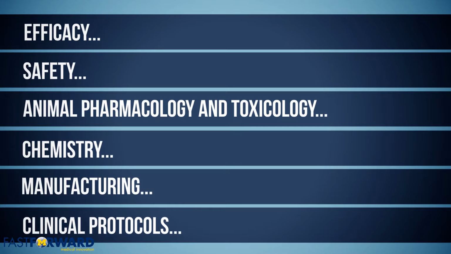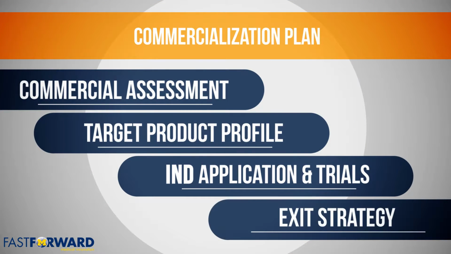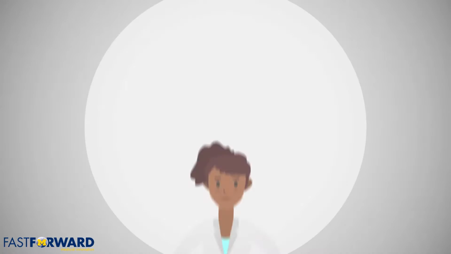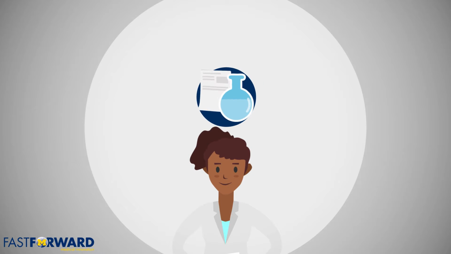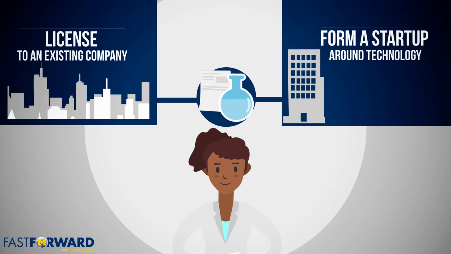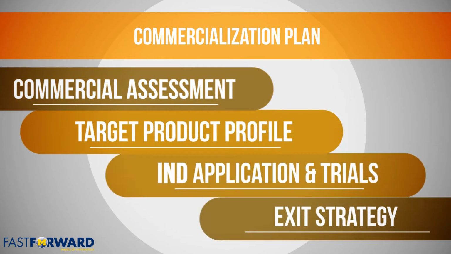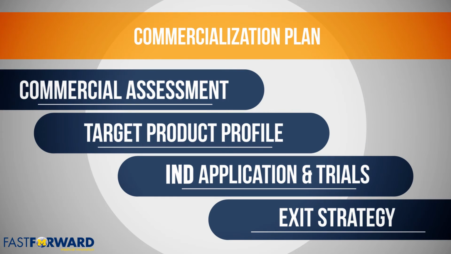Now that you have assessed the critical development components, what is the path to market? The two main exit strategies for academic technologies are licensing to an existing company or forming a startup. The decisions made throughout your commercialization development plan, as well as industry trends, will determine the best exit strategy for your therapeutic. In this high-level overview, we've covered the typical therapeutic development path and considerations along the way.